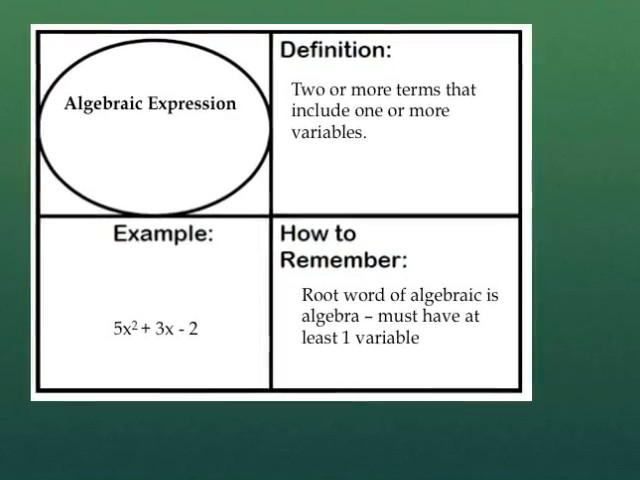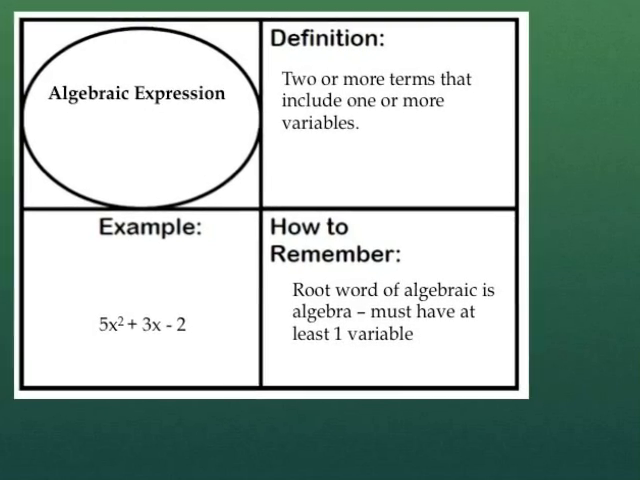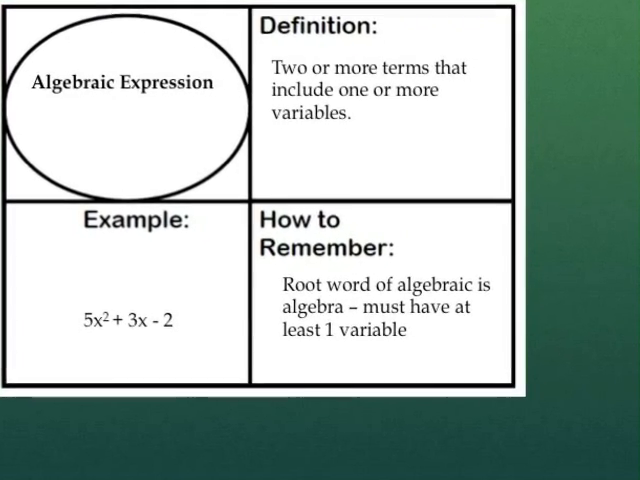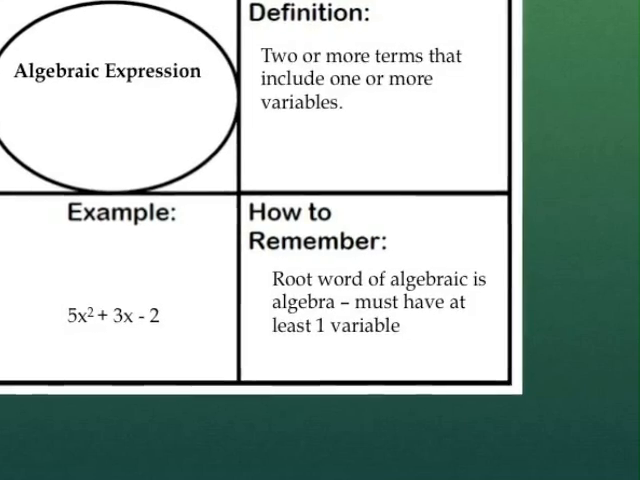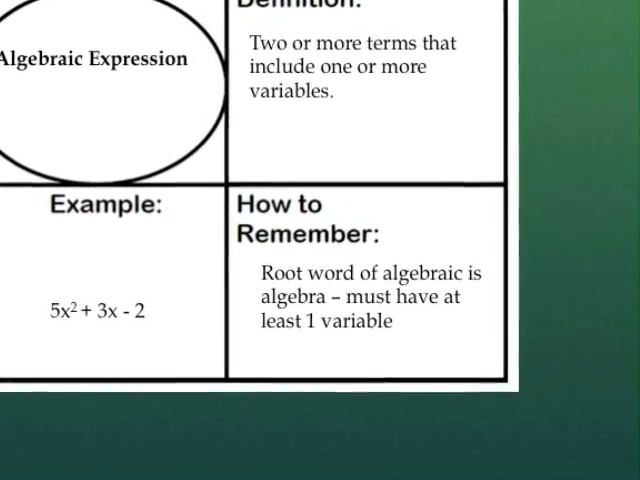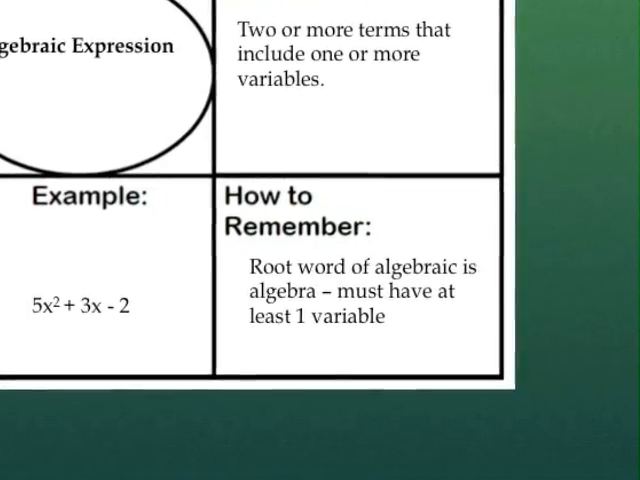An example is 5x squared plus 3x minus 2. A way to remember this is to know that the root word of algebraic is algebra, and it must have one variable.